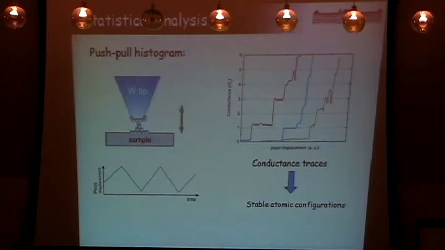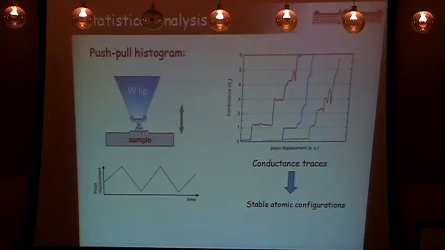First, I would like to define the push-pull histogram for a point contact setup in which we have a sample and we periodically indent and unindent a tip, in our case a tungsten tip, into the sample. We will see the displacement of the sample over time, and we will see conductance traces during this indentation and retraction, which will be something like this. These conductance traces already reveal the stable atomic configurations, the conductance of the stable atomic configuration.